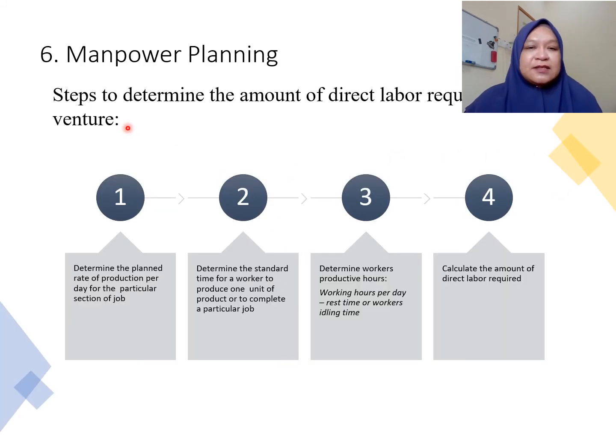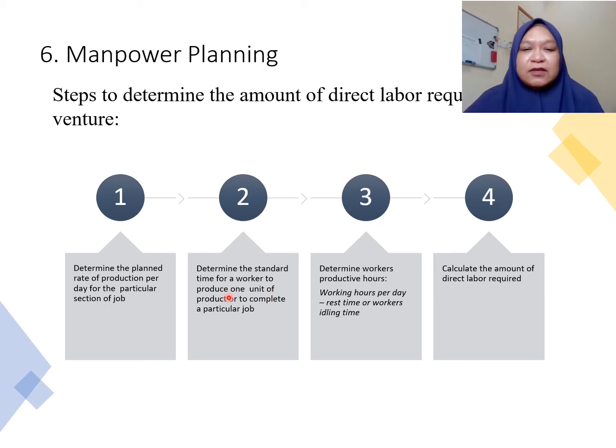Next is the manpower planning. Of course you need labor to operate the machine and do all those tasks. How many laborers or employees do you need to employ? First you have to determine the planned rate of production per day for the particular section of the job, the rate per day.